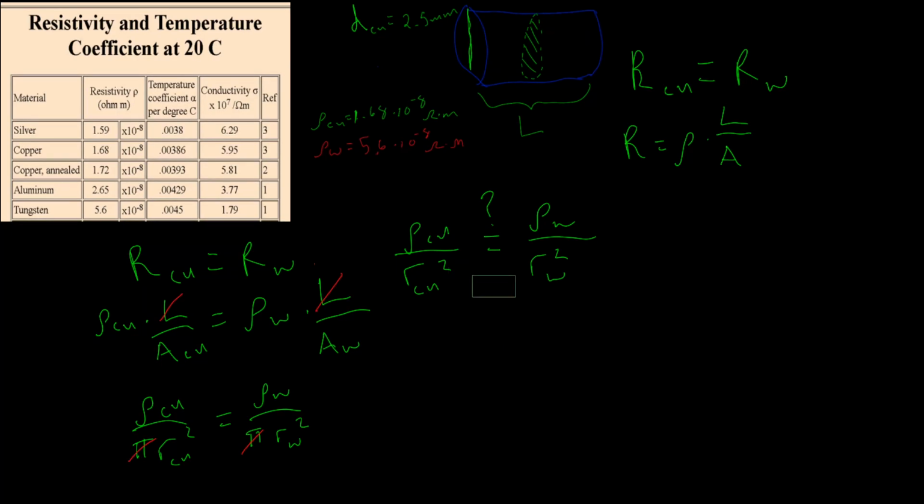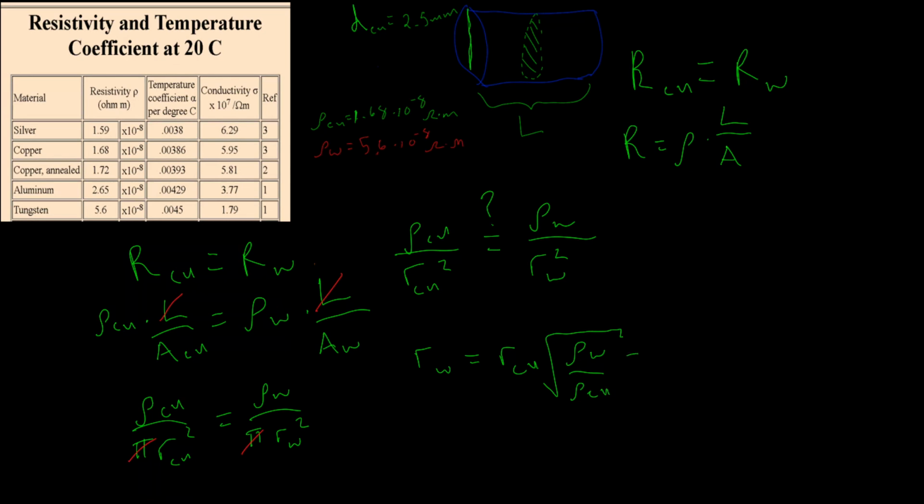So now what I'm trying to figure out is, okay, what is the radius of that tungsten wire given the radius of a copper wire? So I'm going to solve for the radius of my tungsten wire, and that's going to be equal to the radius of the copper wire times the ratio of the resistivities. Okay?